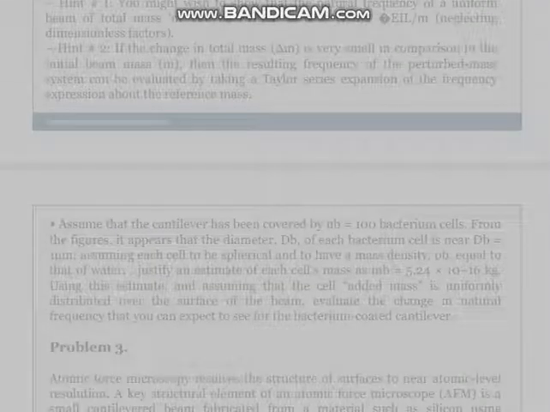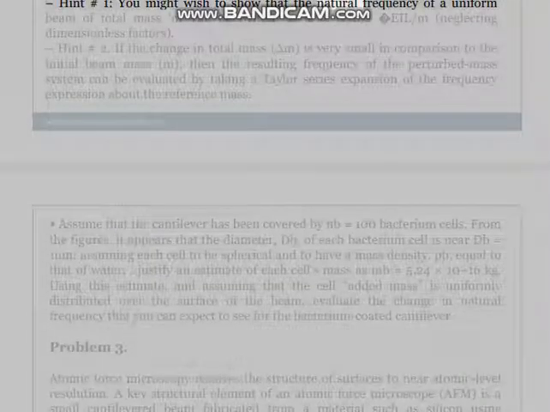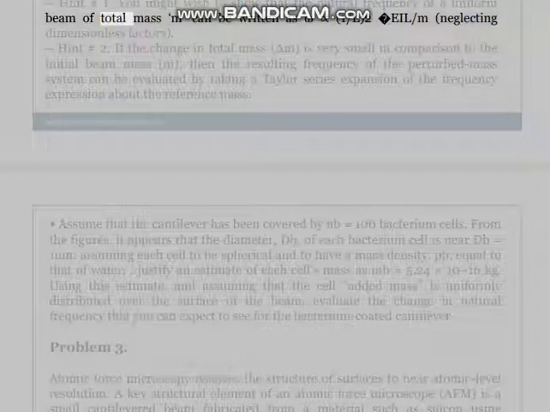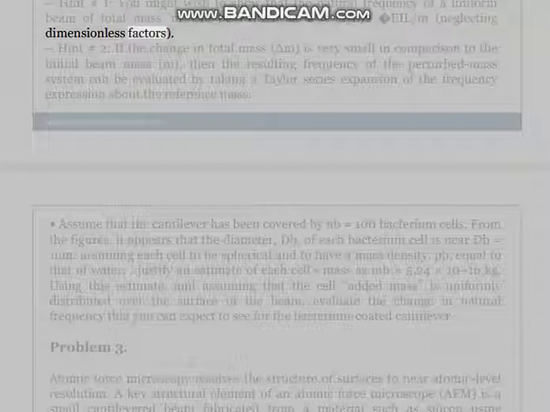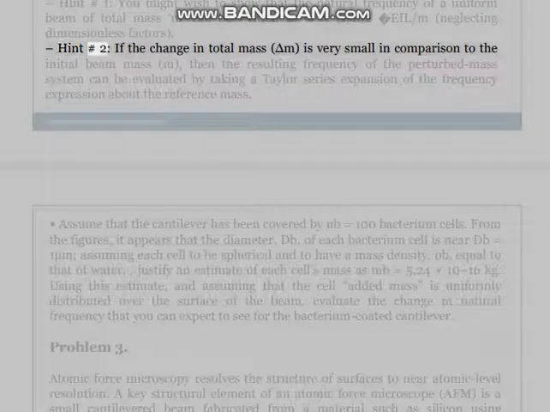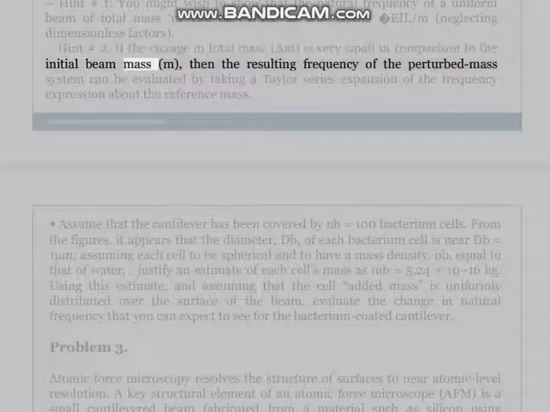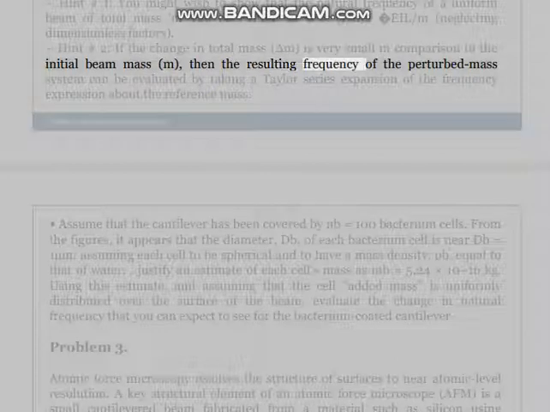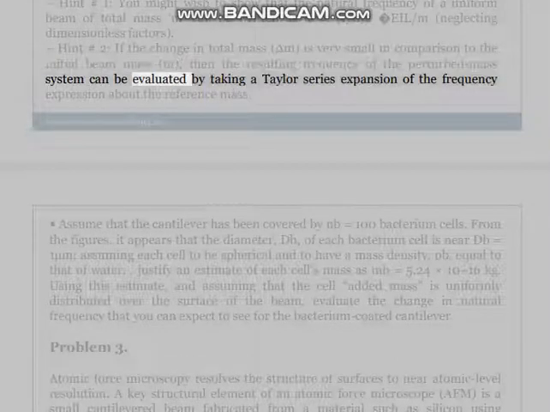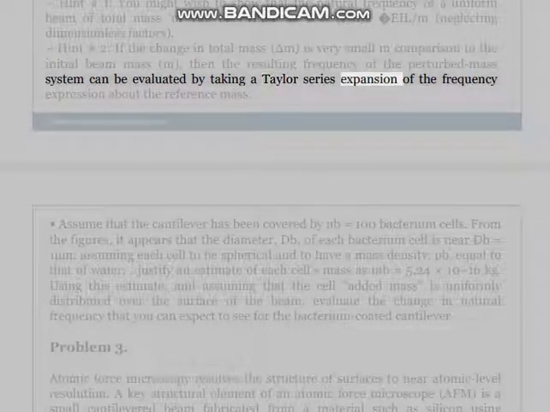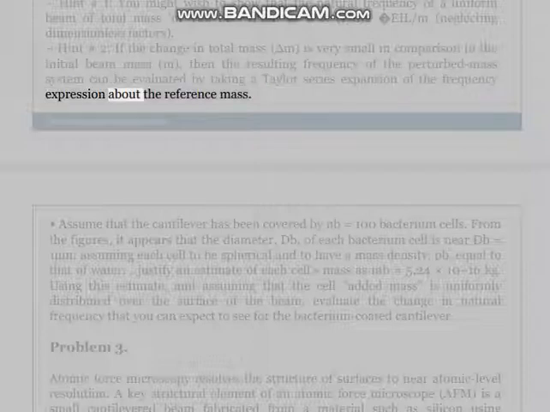Hint number 1. You might wish to show that the natural frequency of a uniform beam of total mass m can be written as omega ~ (1/L)·√(EI/(mL)), neglecting dimensionless factors. Hint number 2. If the change in total mass, delta m, is very small in comparison to the initial beam mass, m, then the resulting frequency of the perturbed mass system can be evaluated by taking a Taylor series expansion of the frequency expression about the reference mass.